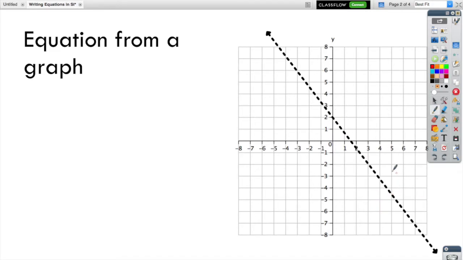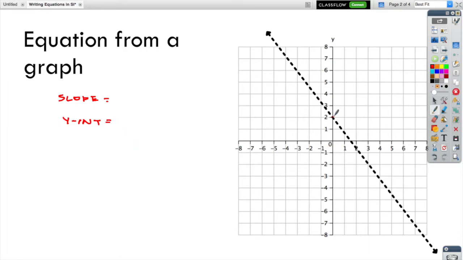So take a look here. We're looking for two things, just like before. We're looking for slope, and we're looking for the y-intercept. All right, so take a look at the graph and see if you can spot for yourself where our y-intercept is. Where is our starting point?